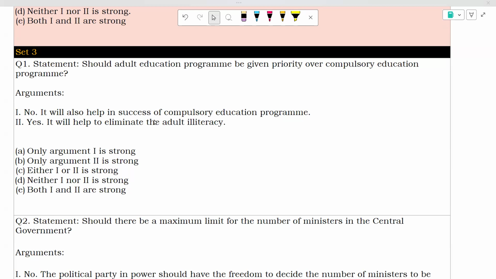Now, according to no or yes, you have to gauge their argument, whether the argument is strongly supporting no, strongly supporting yes or not. That is what you have to see. You don't have to answer the statement for a question. Rather, you have to just check whether no is a valid no or yes is a valid yes. And then you have to choose the option.